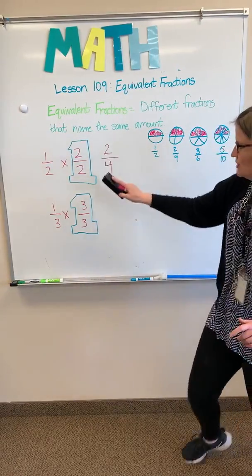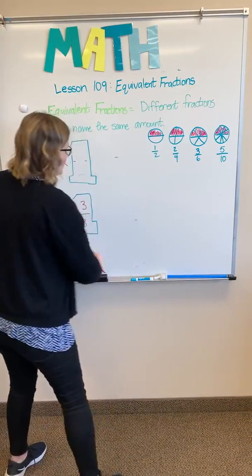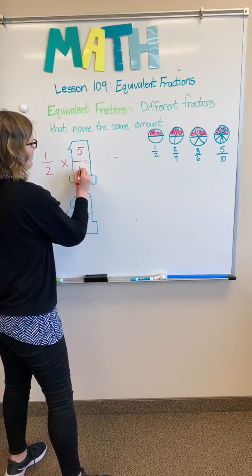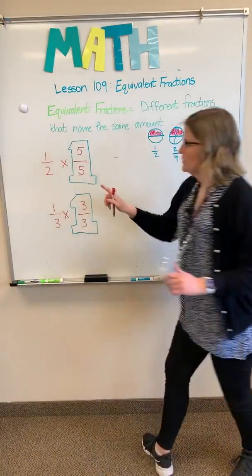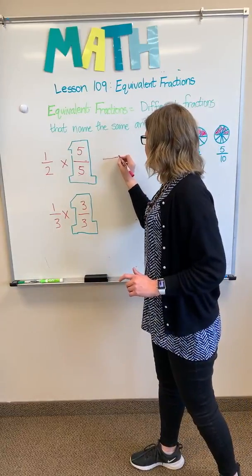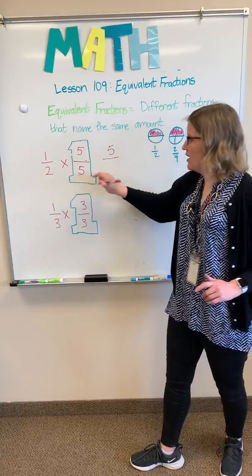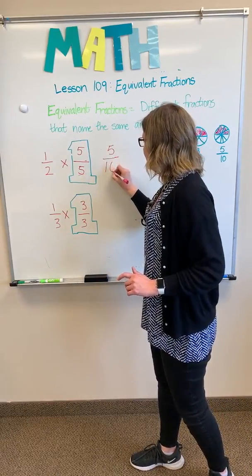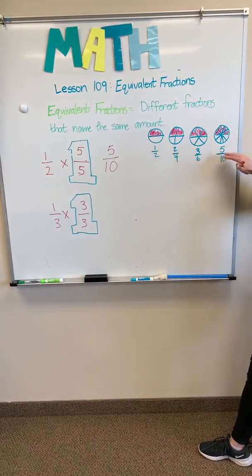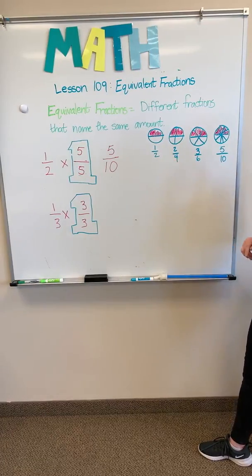We can also change the value of 1 and put it as 5 over 5. So 1 times 5 is 5, and 2 times 5 is 10. And look, based on our experience, we know that 5/10 is equivalent to 1/2.